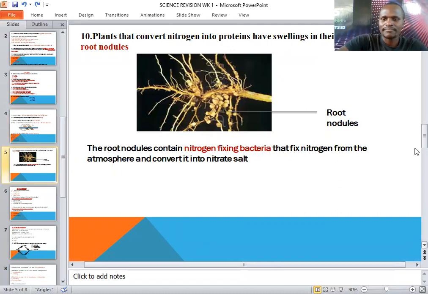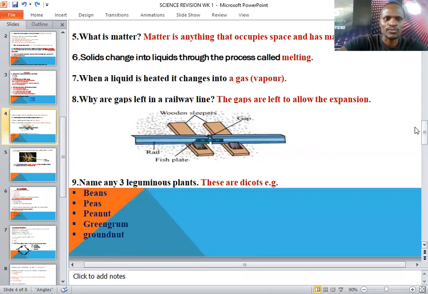Let's count number 9. Number 9 was a very simple question. I don't know why most of us were not able to answer this. Number 9, name any 3 leguminous plants. When we talk about leguminous plants, we are talking about dicots. So we have beans, peas, peanut, green gram, groundnut. You can name them. So that was for that.